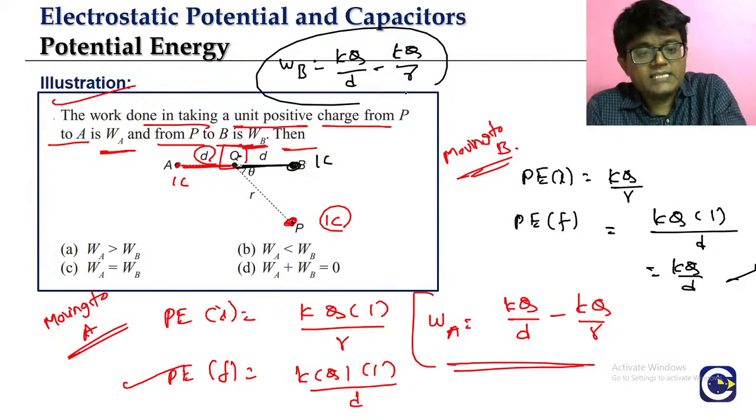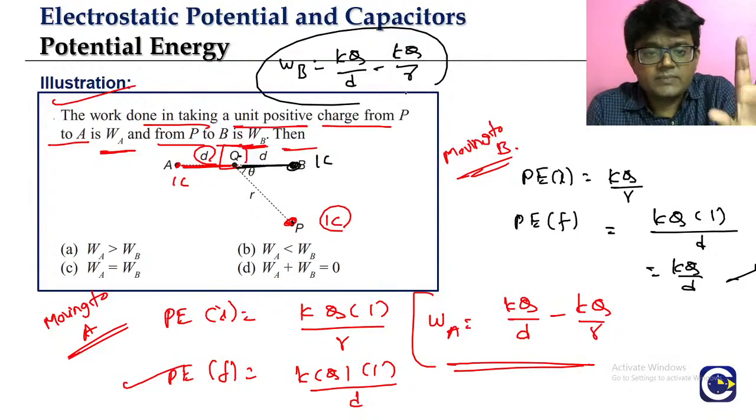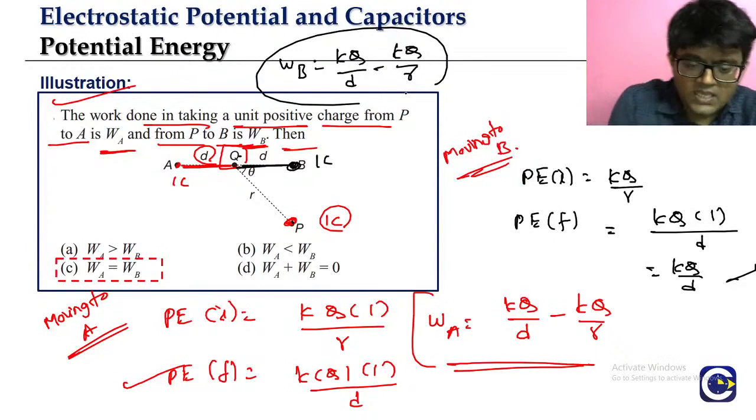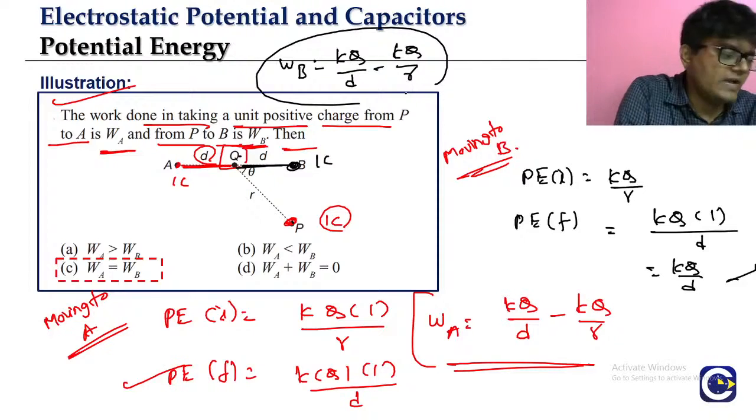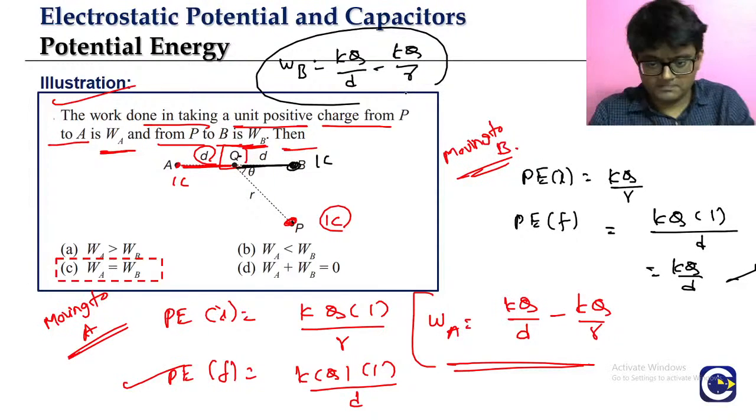Okay, so what is the relation they are asking? They are asking what is the relation between WA and WB. So the correct answer is option C. The WA value will be equal to what? WB.